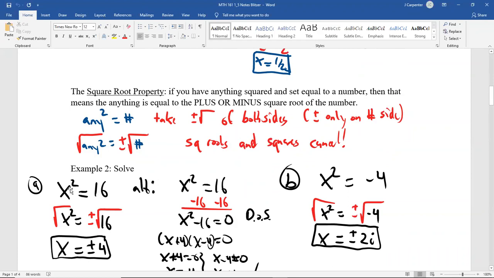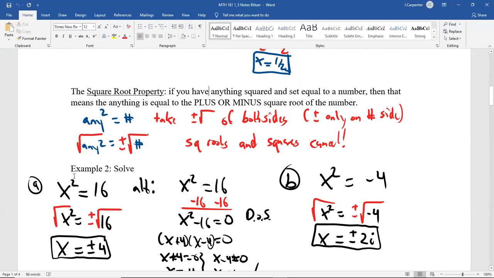So x squared equals 16, just looking at that equation, a lot of people will instantly know that 4 is a solution. But they won't think about the fact that -4 would also solve it, because squaring the negative gives you a positive. So it's that reason alone that we need this plus or minus.